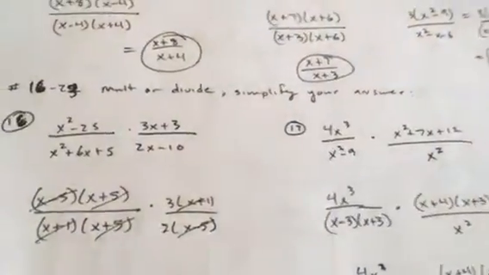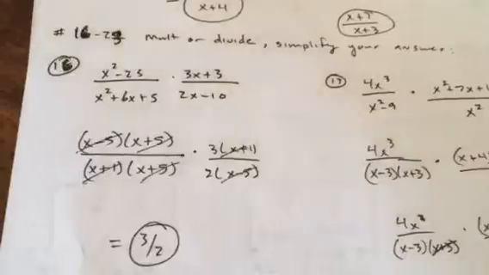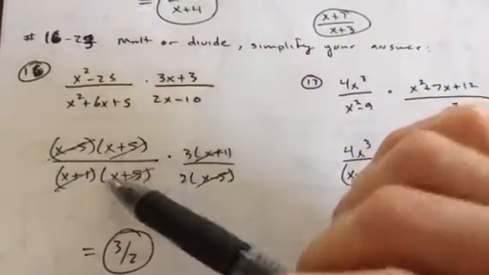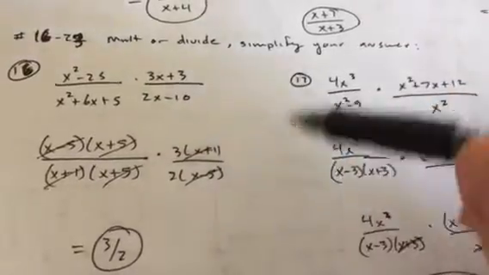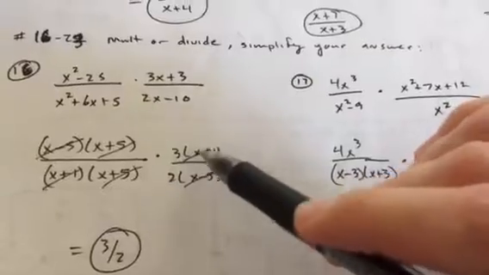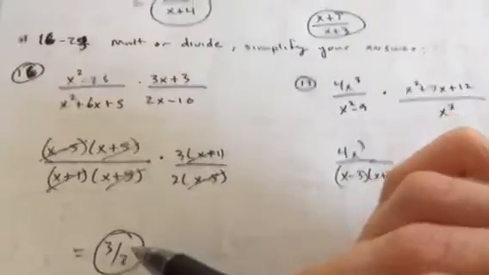16 through 23, multiply or divide and simplify your answer. It's all about factoring, folks. Factor the numerator and denominator. Take out the 3 from 3x and 3. Take out the 2 that they share. Everything's going to cancel but the 3 and the 2.